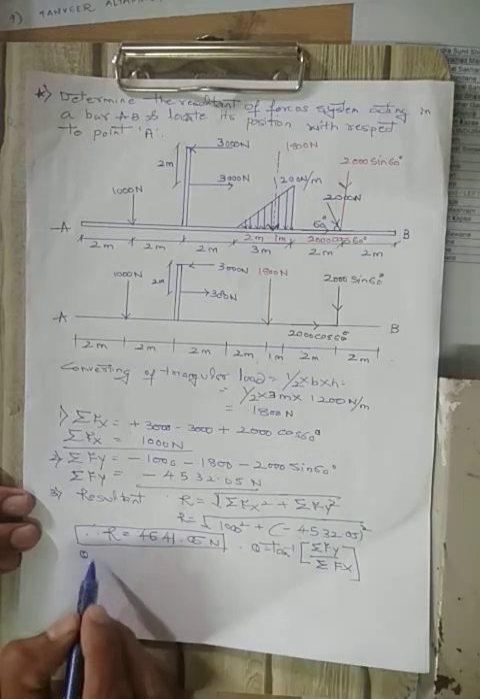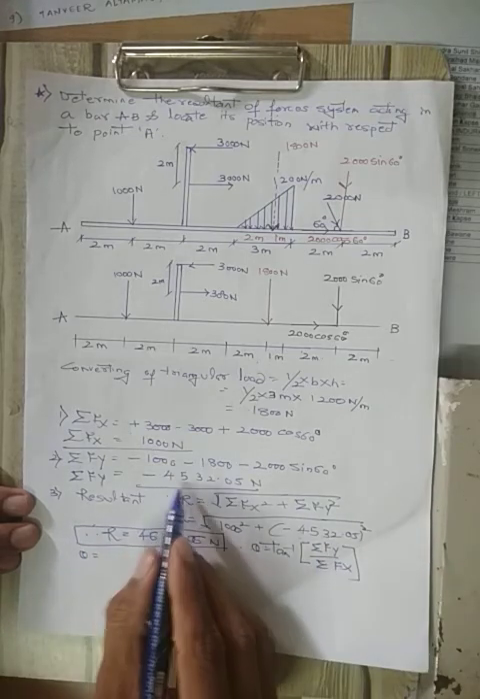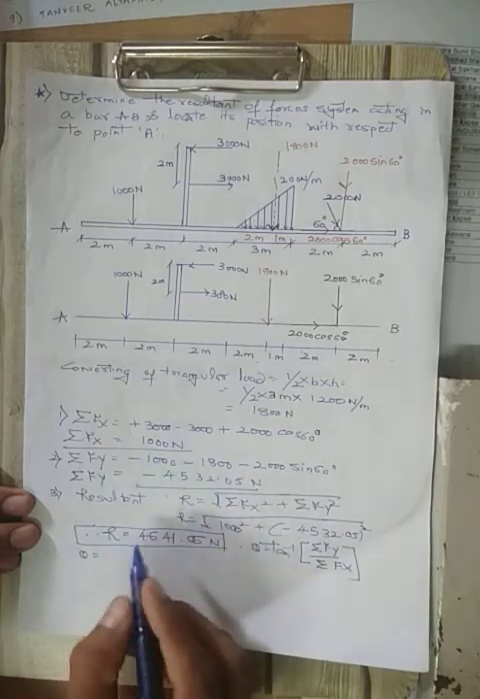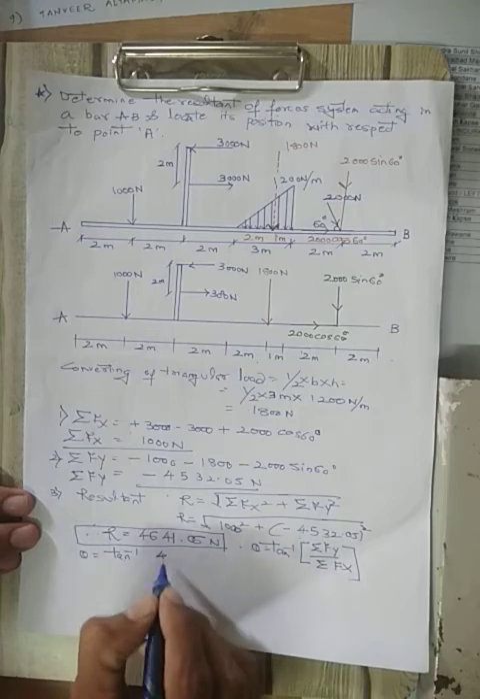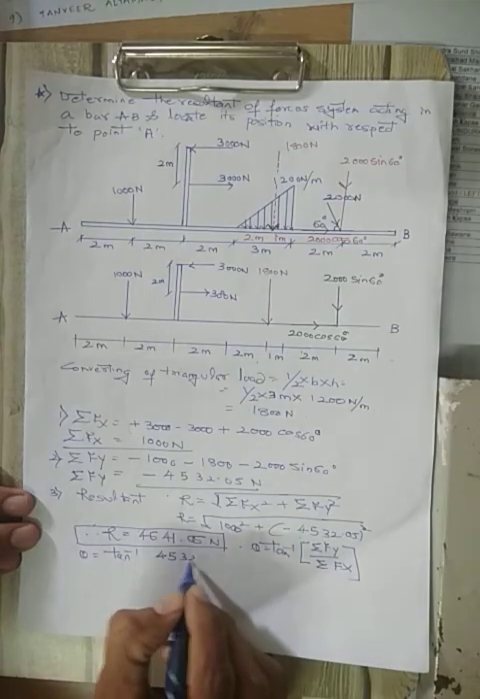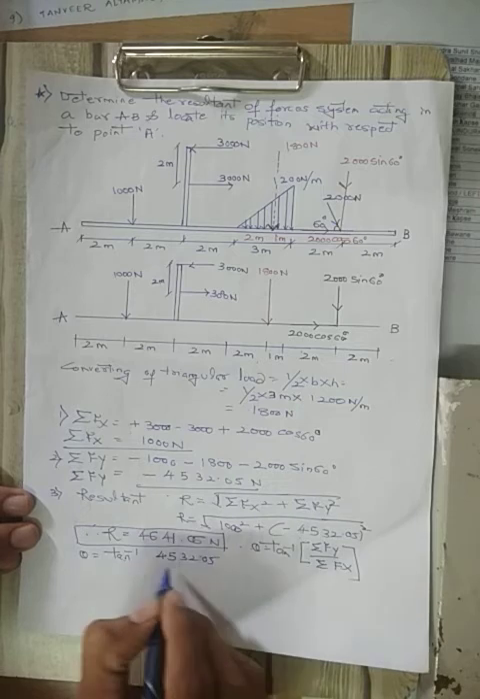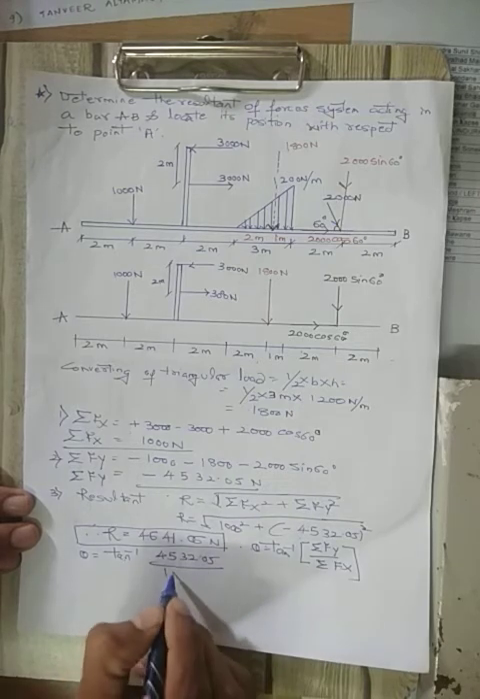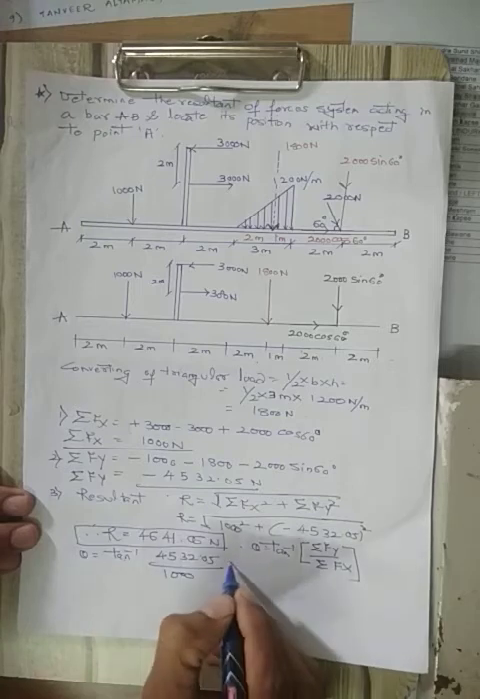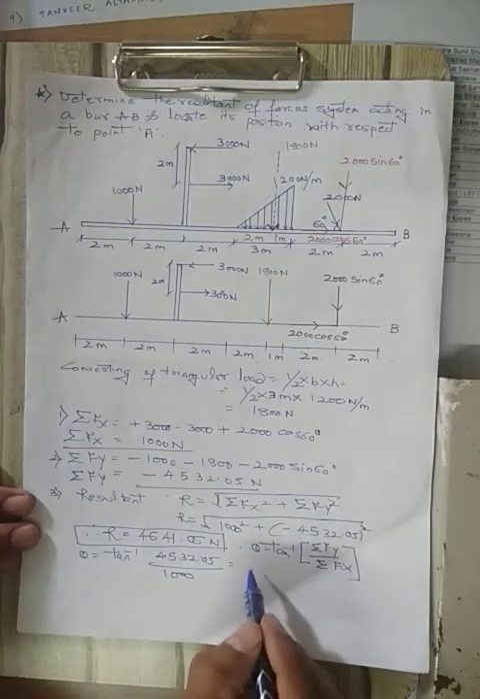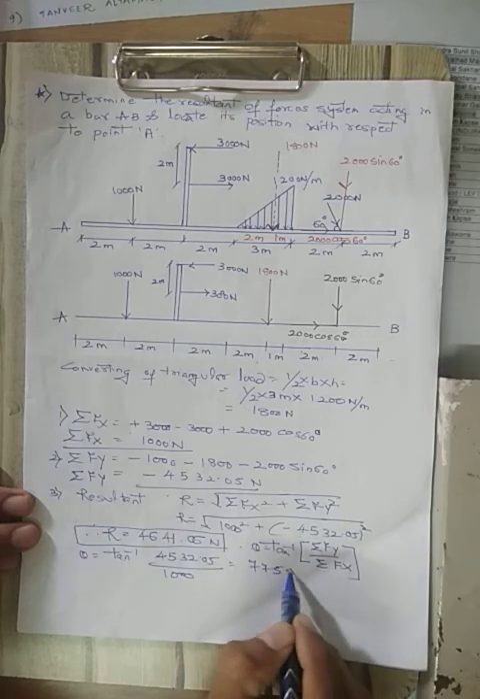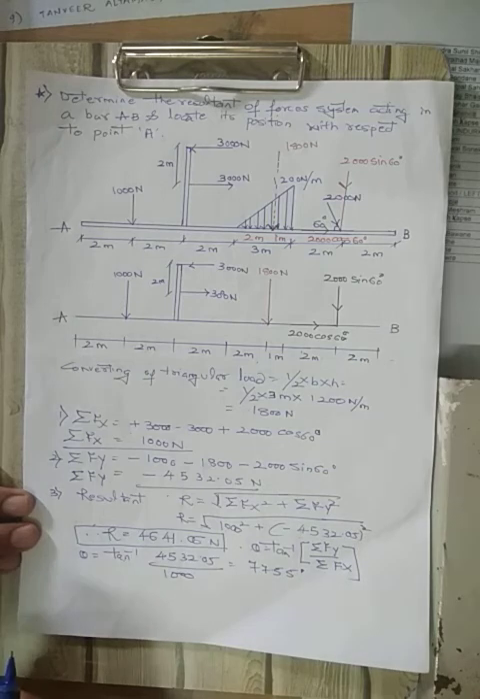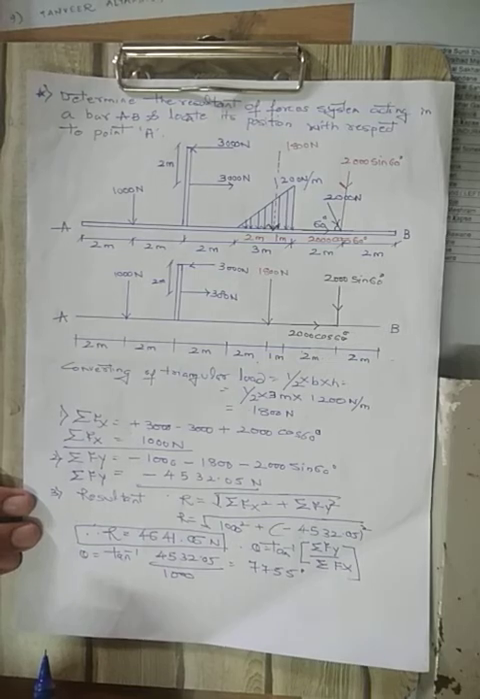Okay, theta is equal to tan inverse of Fy, 4532.05, divided by 1000. The theta value comes to be 77.55 degrees. Okay, so in this way we have calculated the resultant and the angle made by the resultant.